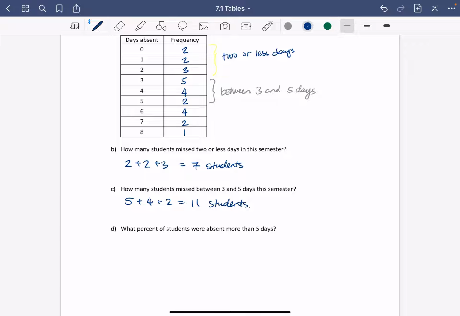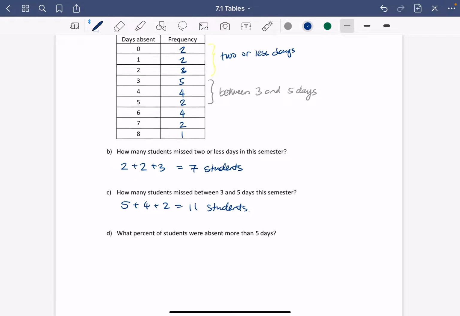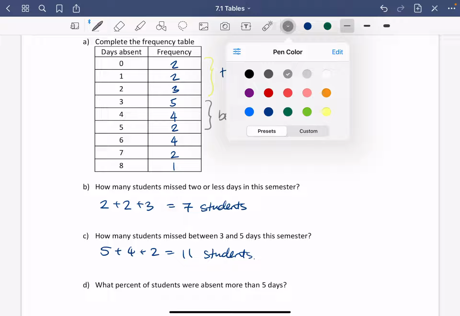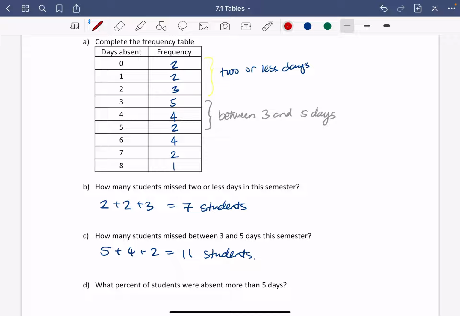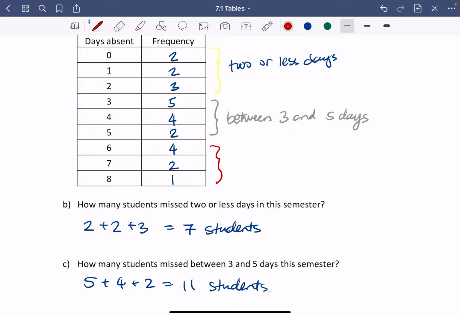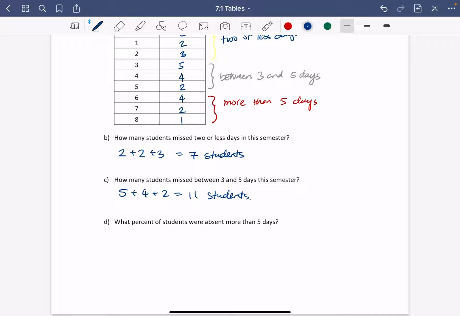What percent of students were absent for more than 5 days? More than 5 days does not include 5 days. So that would be these 3 rows. So that's more than 5 days. So I have 4 plus 2 plus 1.